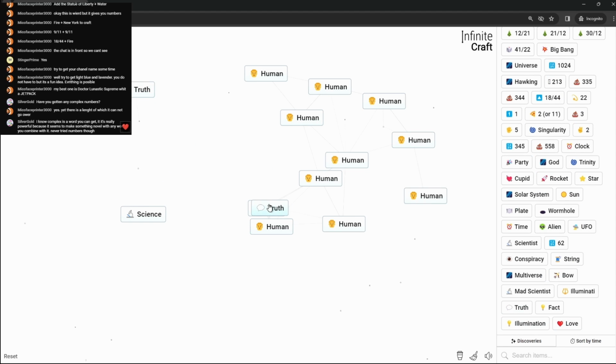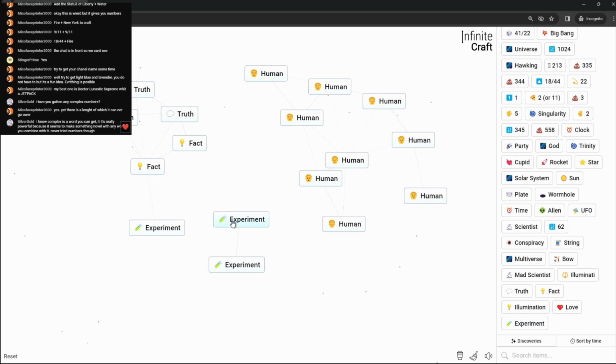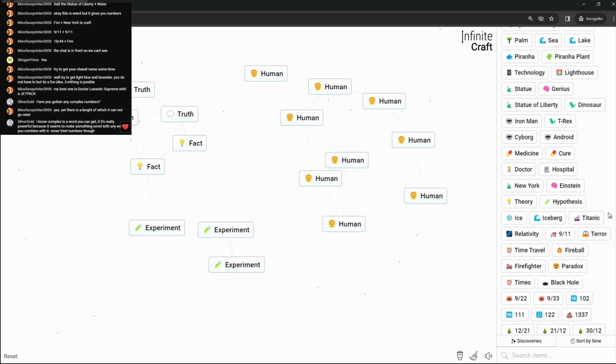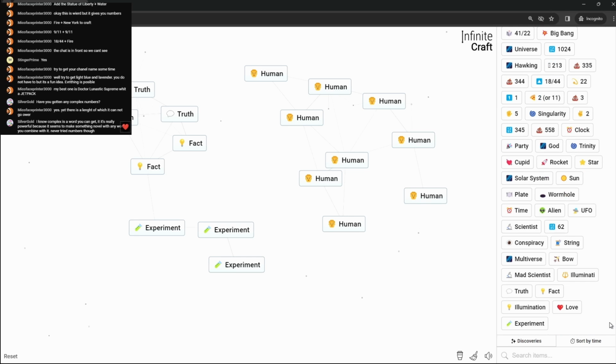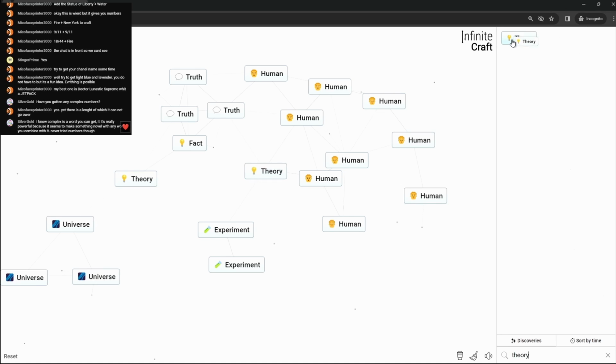Truth and fact are gonna be very, very useful here. Okay, maybe fact plus human? Just the scientist. Experiment, okay. I wonder if I get just science. I got it. Where did I get science? I could try universe. I do not want to get stuck in the Big Bang with this. Okay, forgot I also have theory in here. Let's try getting theory out.